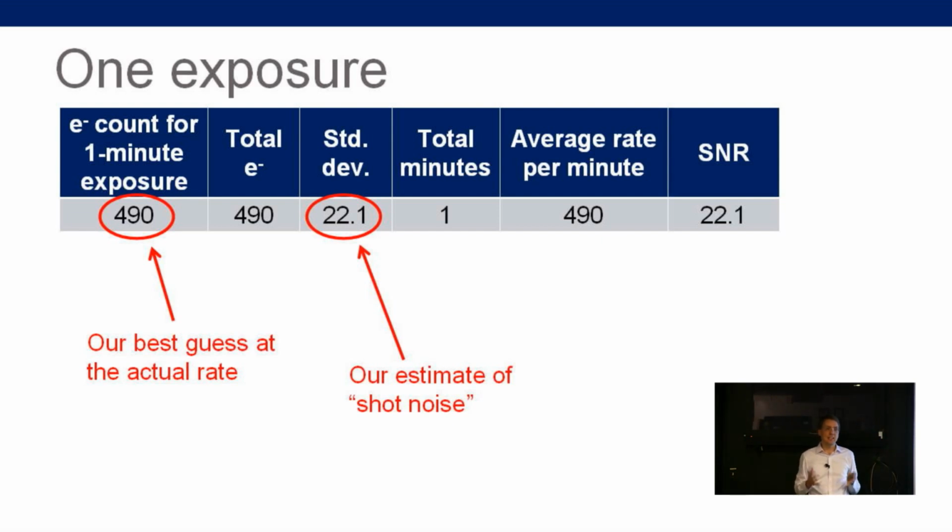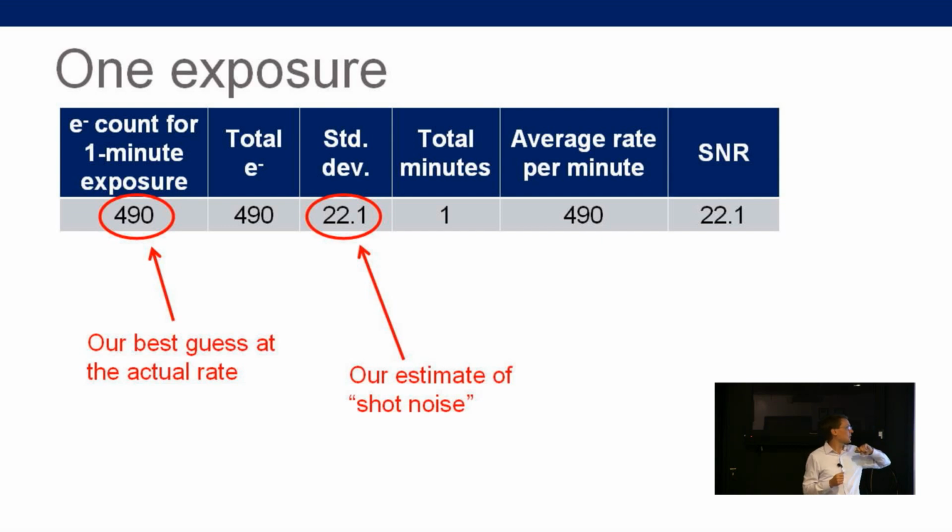Again, each time you take a picture, you're going to get a slightly different number because of shot noise. Nothing you can do about Mother Nature. That's just going to be the facts. So it's rarely going to be exactly 500, even though we know in this example that the long-term rate is 500. So that's our best guess right now at the actual rate. You take one photo, you get 490, you're going to say, that's my best guess right now what the actual rate is.